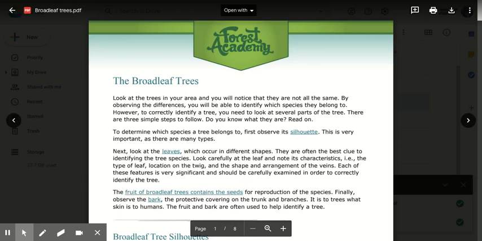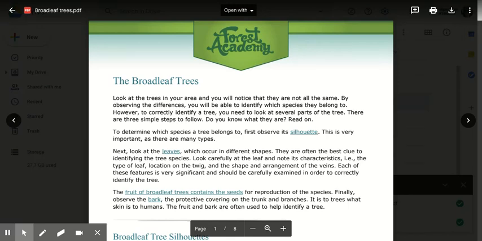The broadleaf trees, otherwise known as deciduous. You guys will have observed lots of these, and I'm just going to use this document as a way of helping you figure out what you need to look at, what are some terms you can use to describe the shape of trees, the shape of leaves, and all that kind of thing.